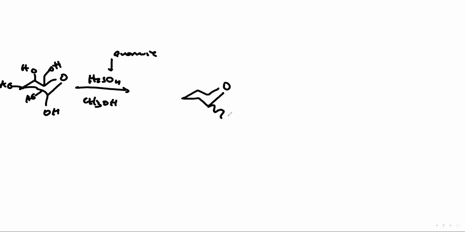Again, we can use a squiggly line. The squiggly line indicates that we don't know which anomer forms, just like with sugars, we don't know which epimer forms. But that's the only position that will react. Everything else stays the same. Okay, then we get our glycoside.